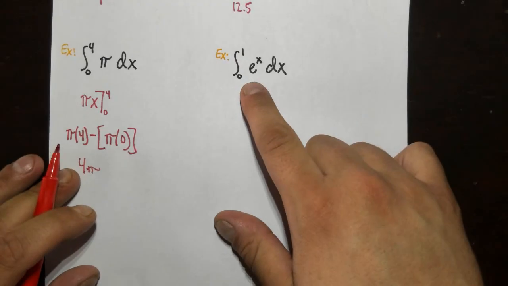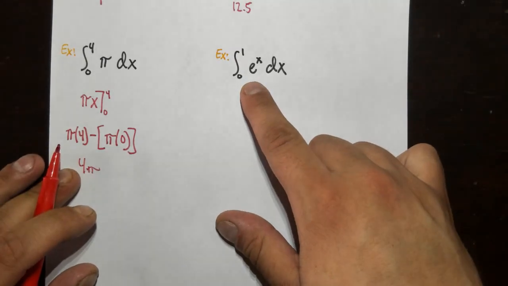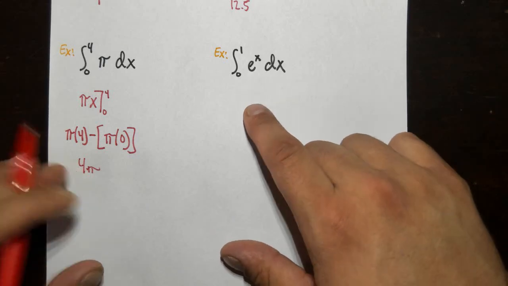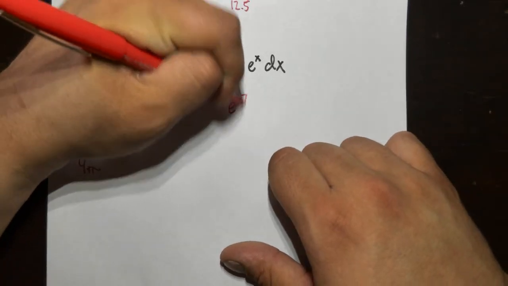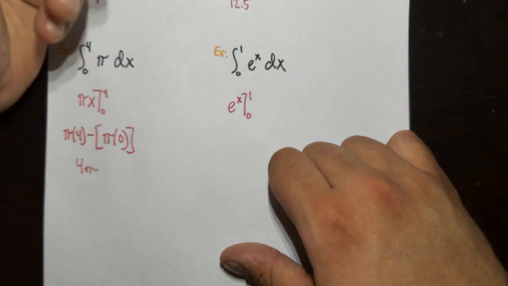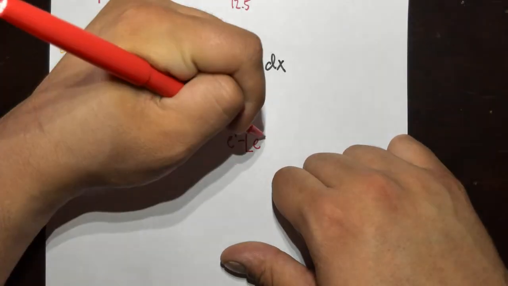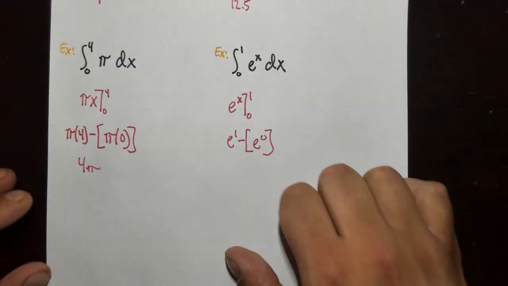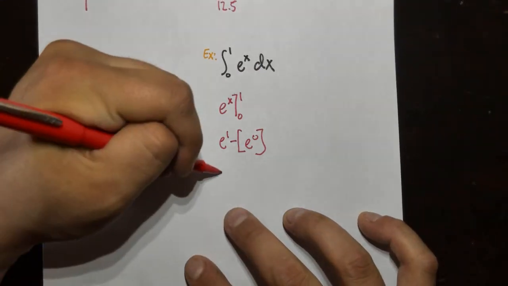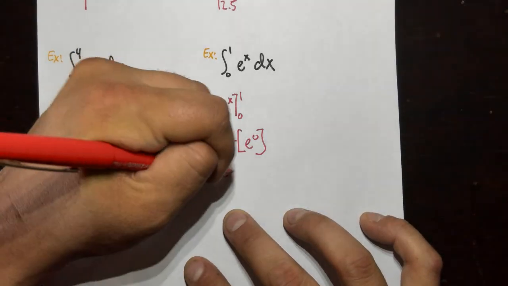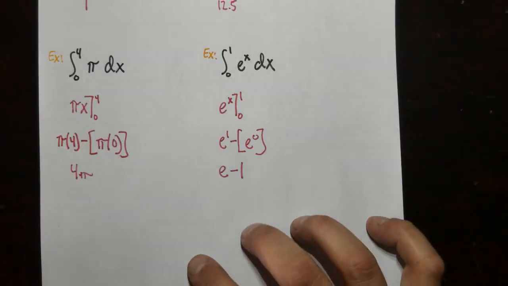Awesome. This last one, what's the derivative of e to the x? Well, it's e to the x. So what's the antiderivative of e to the x? Well, that's going to be e to the x as well. So we have e to the x from 0 to 1. Let's see, e to the first power minus e to the 0th power. And let's see. Well, e to the first power is just e. Anything to the 0th power is just 1. So this is going to be e minus 1. And there we have it.